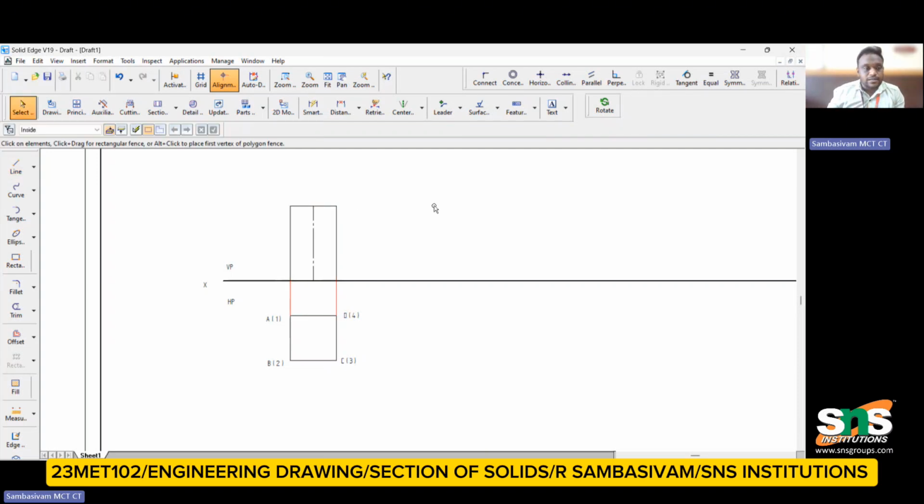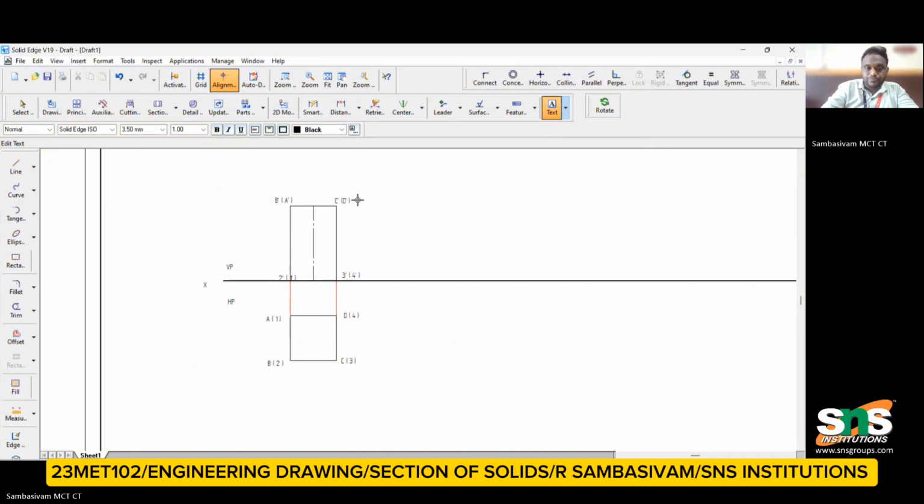Now I have to mark this as 2 dash visible and in bracket 1 dash. Similarly, this is 3 dash visible, and in bracket it will be 4 dash, because 4 dash cannot be visible on the back side. Similarly, in the topmost part, B dash will be visible and A dash cannot be visible. Similarly, C dash is visible and D dash cannot be visible. This is how we can display it.